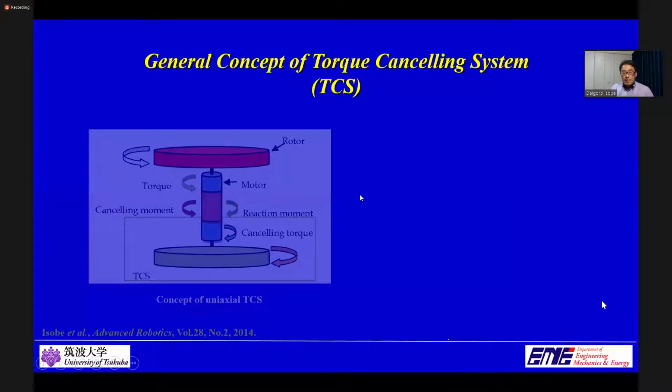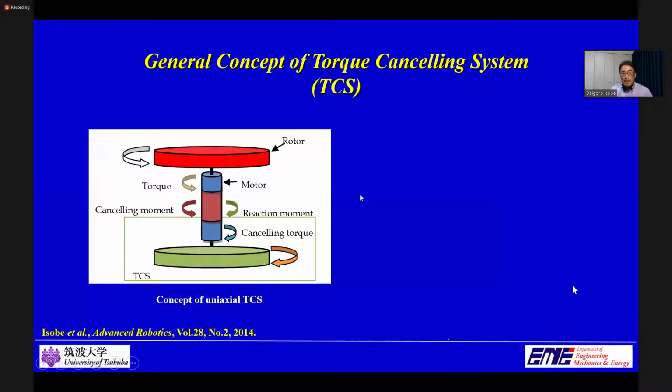Now, the next part of my talk is related to the robotics field. Let me explain about the torque cancelling system we've developed. This figure shows the concept of the TCS for the uniaxial case.